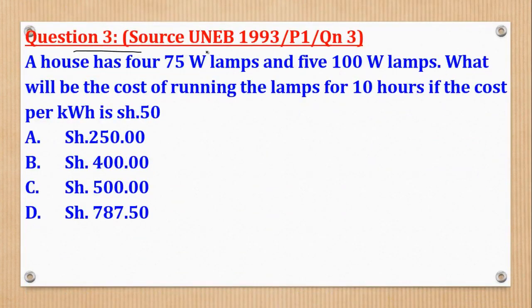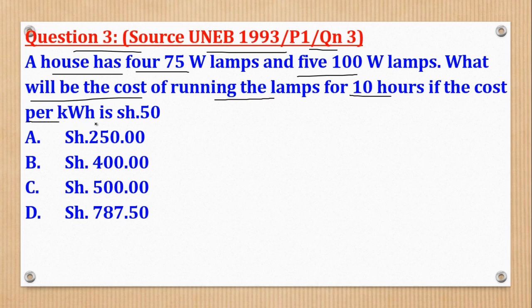Then question 3 came from UNEB 1993 paper 1 question 3, and says a house has 4 75-watt lamps and 5 100-watt lamps. What will be the cost of running the lamps for 10 hours if the cost per kilowatt hour is this?